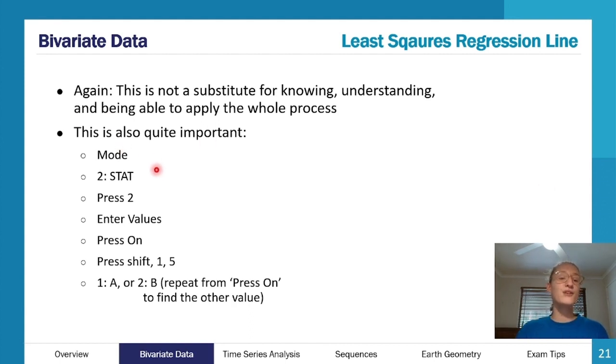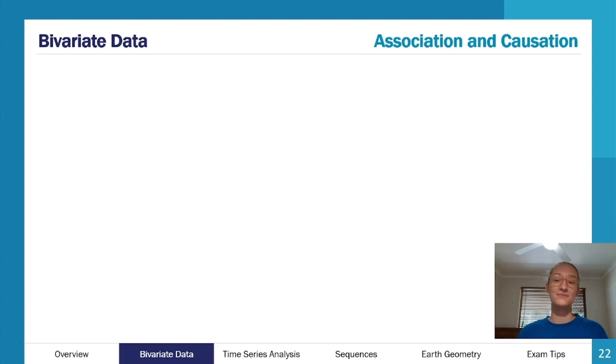So similar process, mode 2 puts it into statistics mode. Then you press 2, which again is to get up that bivariate data table. You enter your values. Again, you press on, you press shift 1, 5. Same process as before to get into regression, I believe. And then you can choose. 1 will give you the value for A, and 2 will give you the value for B. And then you can go back and do the process again if you want to find the other value. So you can also use your calculator to find A and B. Again, really helpful information to tuck away in the back of your mind.